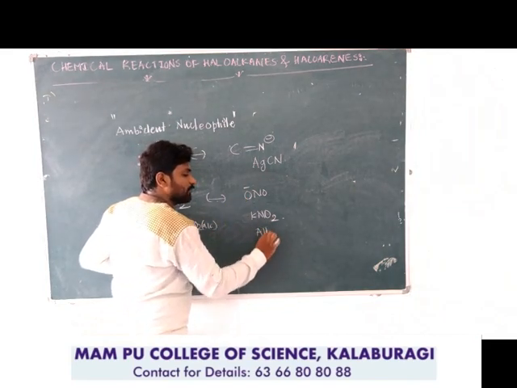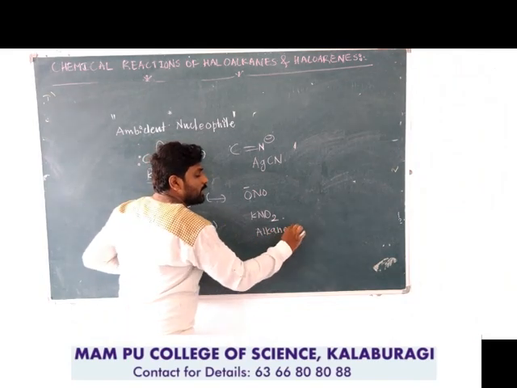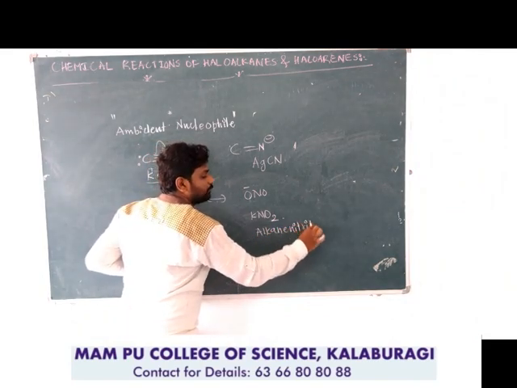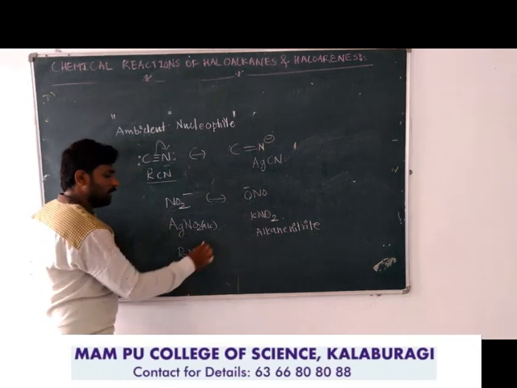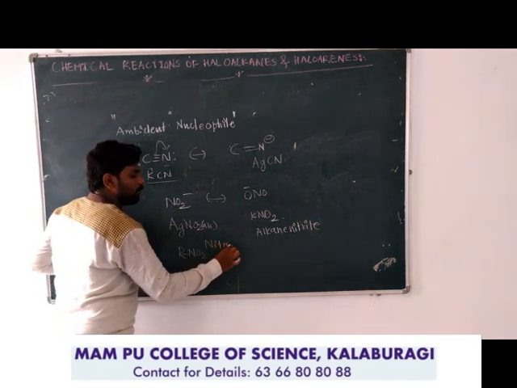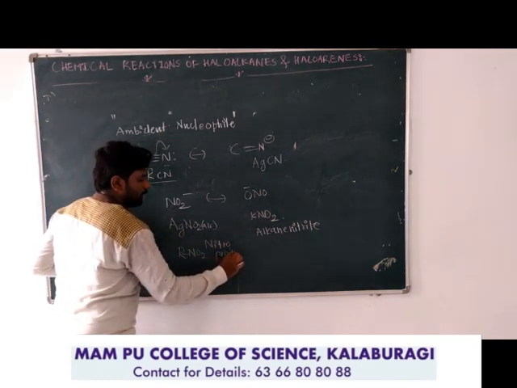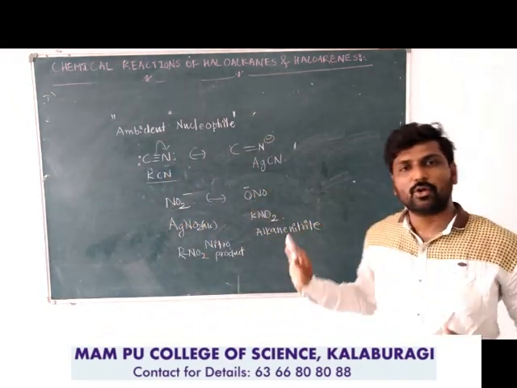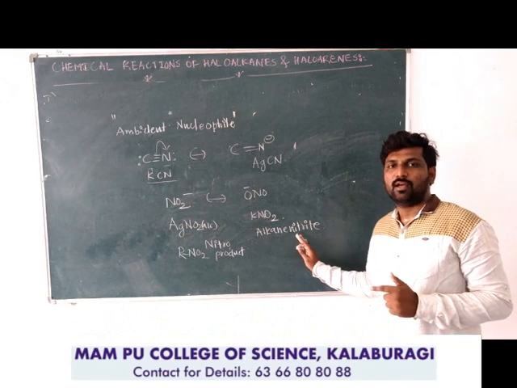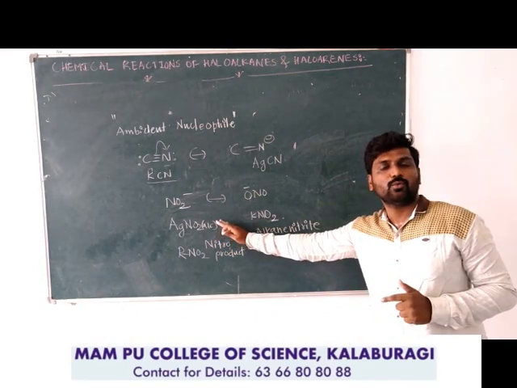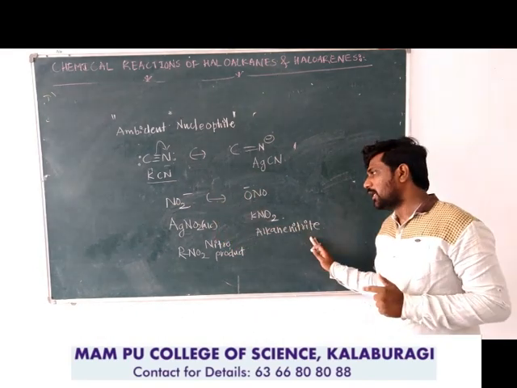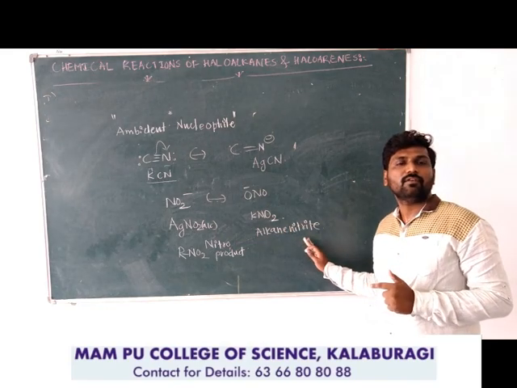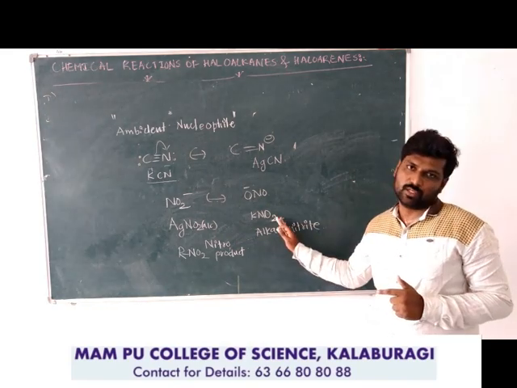Here we are getting alkyl nitrite product. Here, nitroalkane product. Okay, so here nitroalkane is the product whenever the nitro group is with the AgNO2. Here the alkyl nitrite is the product whenever the NO2 is with the potassium.